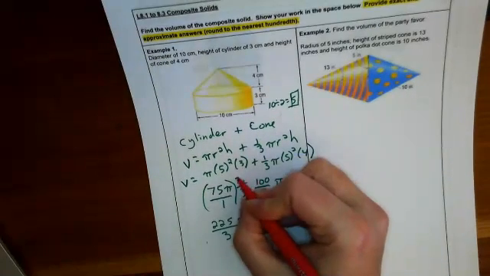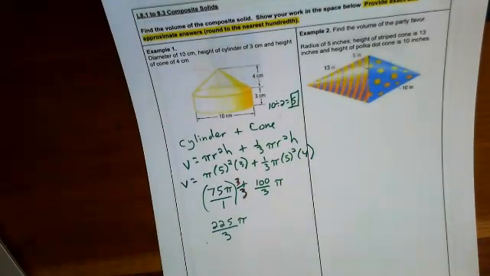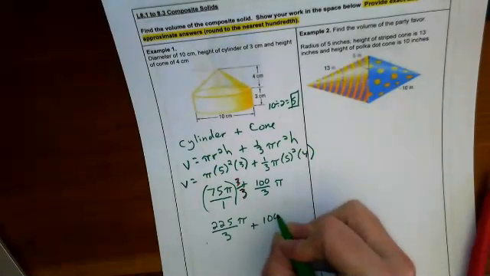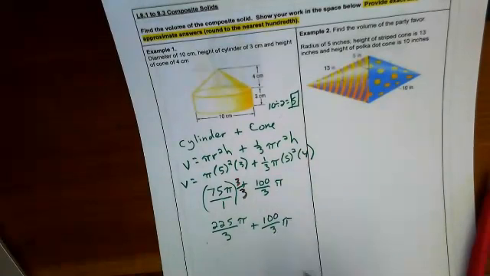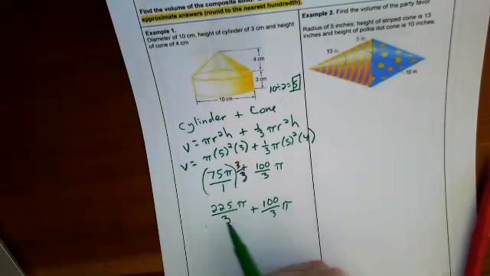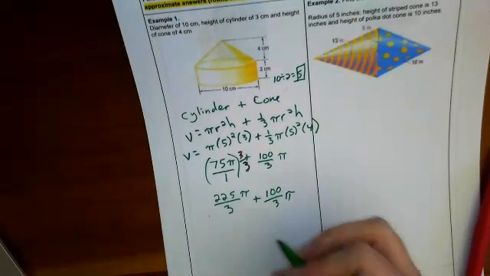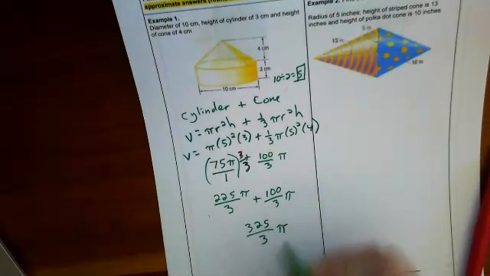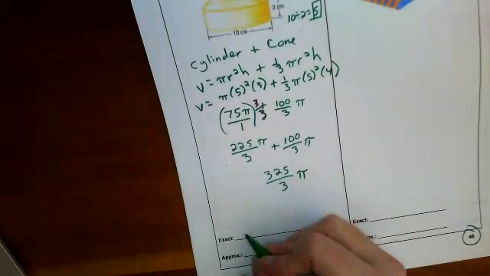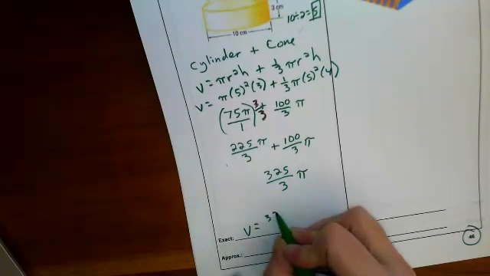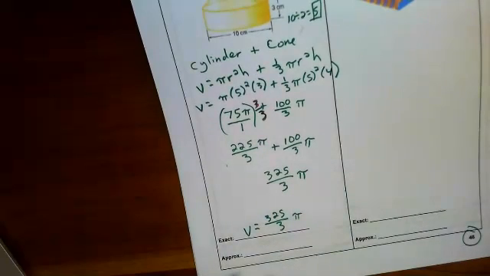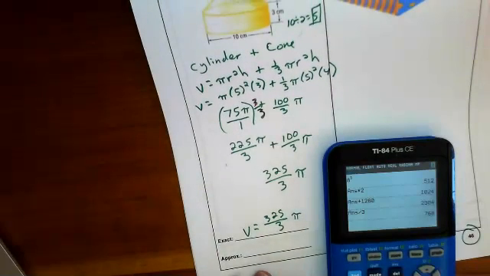Okay, so we multiplied that by 3 over 3. And then that's going to be plus 100 over 3 pi. And that's going to give us something nice. If we add 225 plus 100, we get 325 over 3 pi. So that is my exact volume, 325 over 3 pi. And you could try if you wanted. I can tell you right now that doesn't divide out nicely, so you leave it like that.